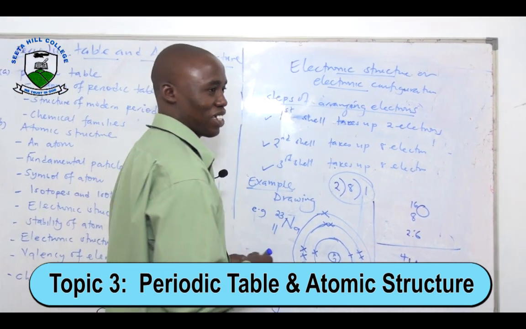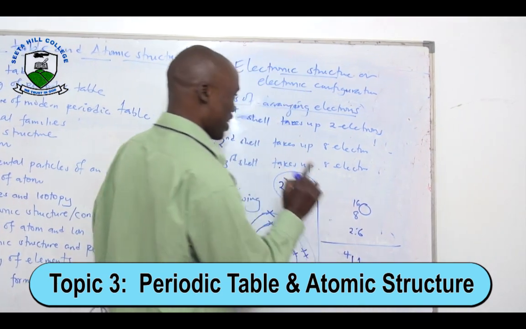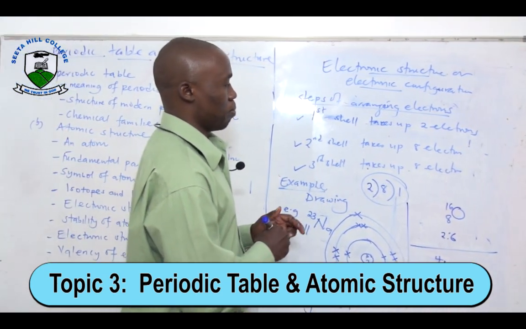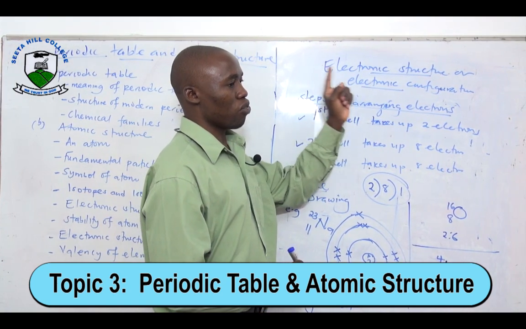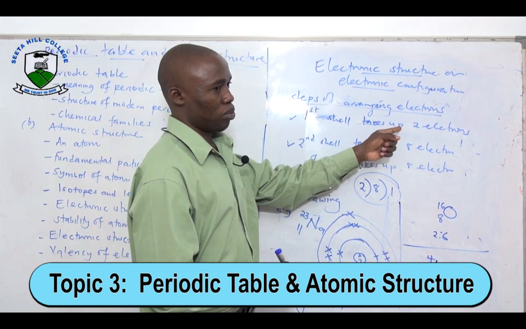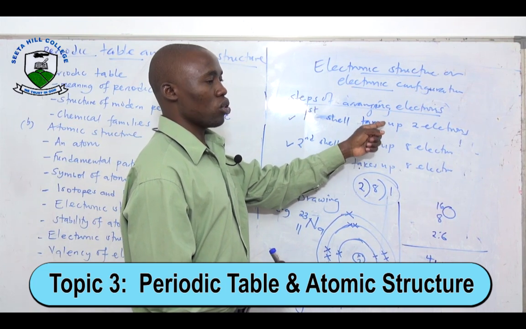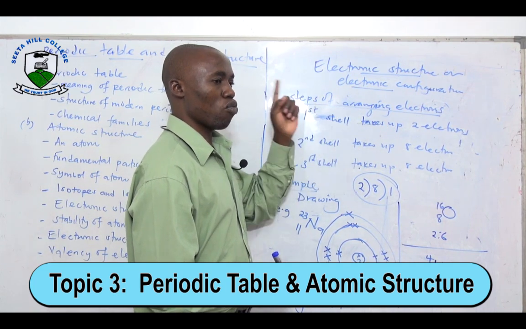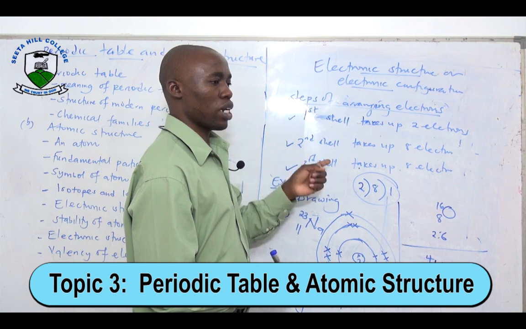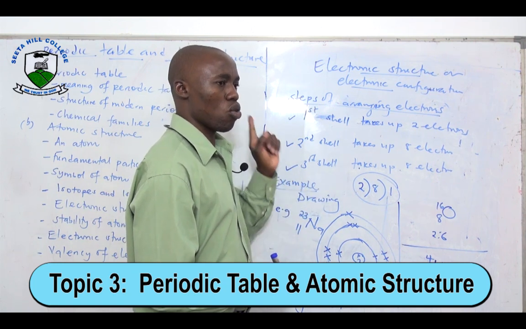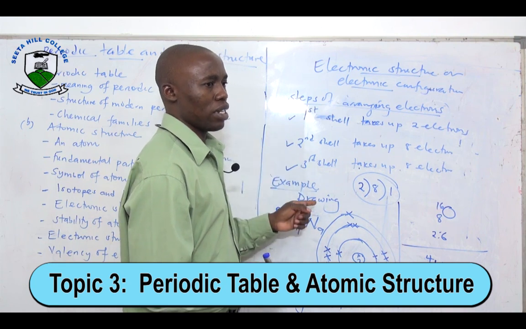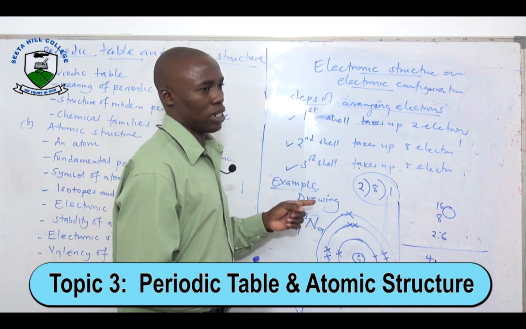Now wait, listen. The first shell takes up a maximum of? To take up a maximum of 2 is to be totally filled. You can't add any more. You are satisfied at that point. Clear?